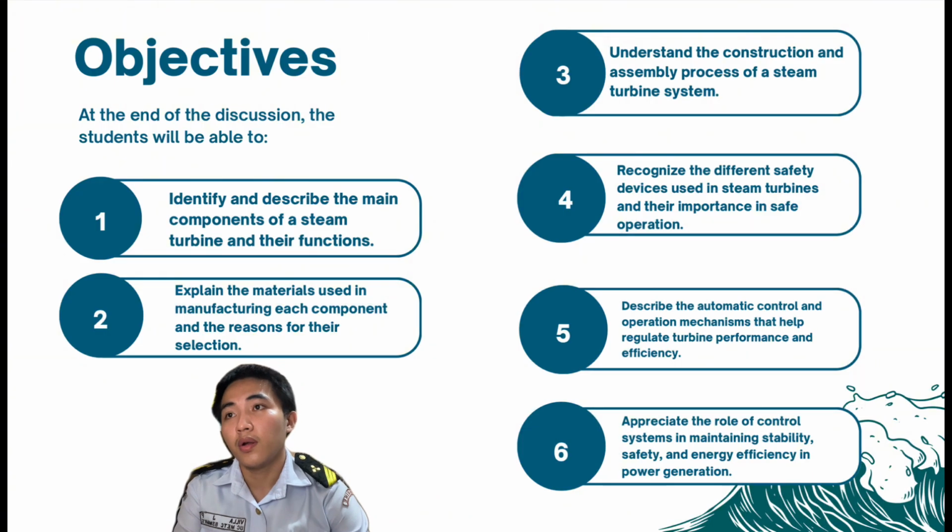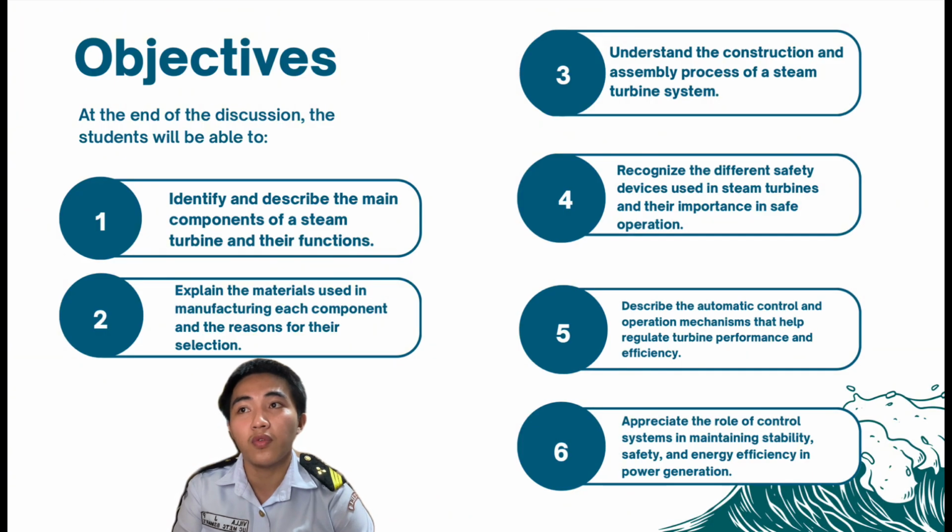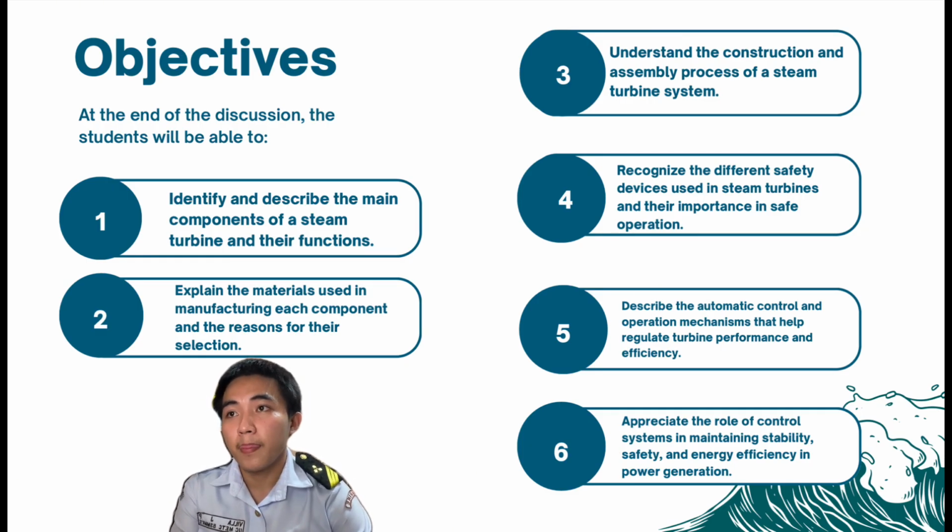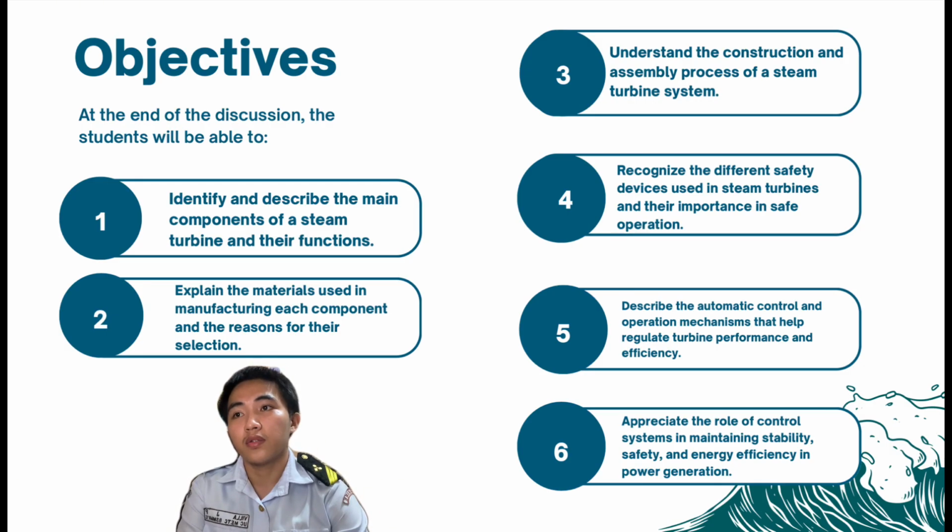Number 4, recognize the different safety devices used in steam turbines and their importance in safe operation. Number 5, describe the automatic control and operation mechanism that help regulate turbine performance and efficiency. Number 6, appreciate the role of control system in maintaining stability, safety, and energy efficiency in power generation.